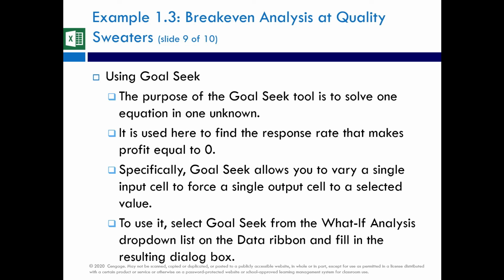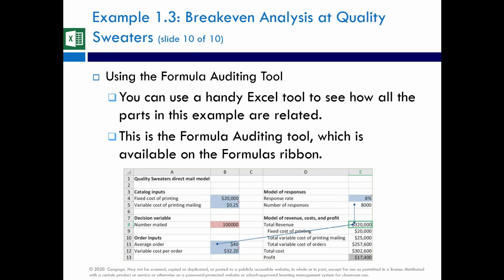Using Goal Seek. The purpose of the Goal Seek tool is to solve one equation with one unknown. It is used here to find the response rate that makes profit equal to 0. Specifically, Goal Seek allows you to vary a single input and force a single output value. To use it, select Goal Seek from the What-If Analysis drop-down list in the Data tab and fill out the resulting box.